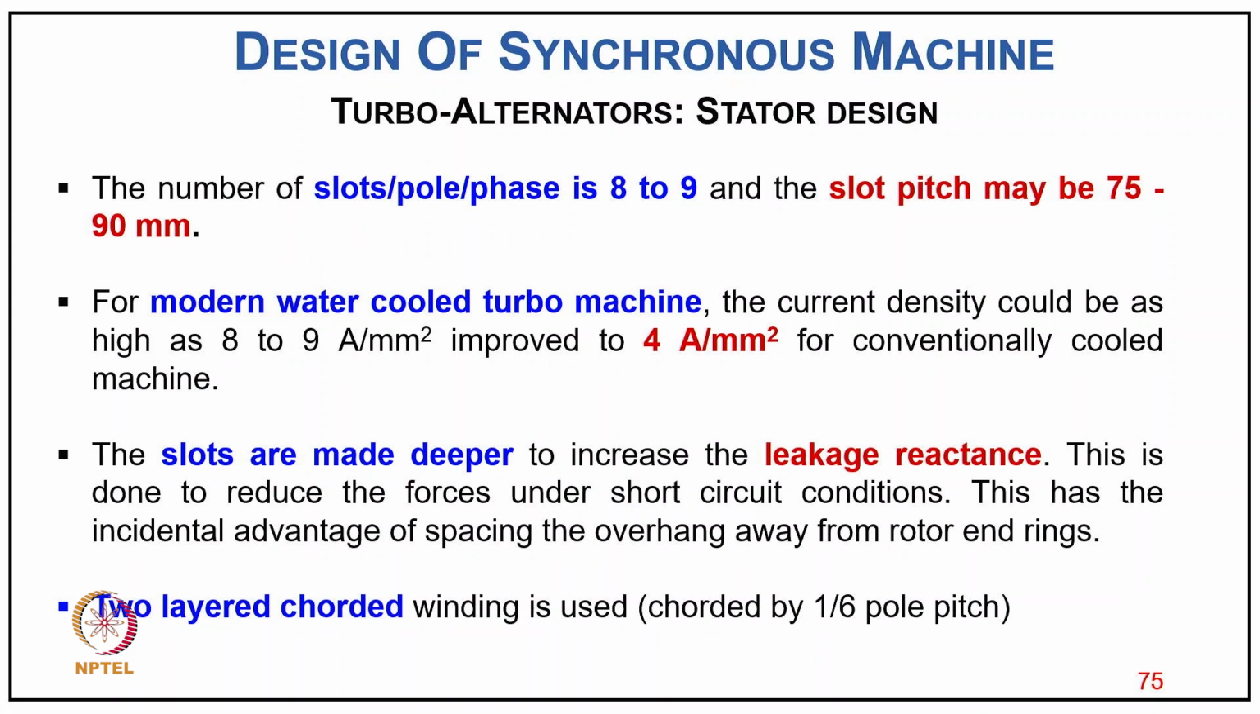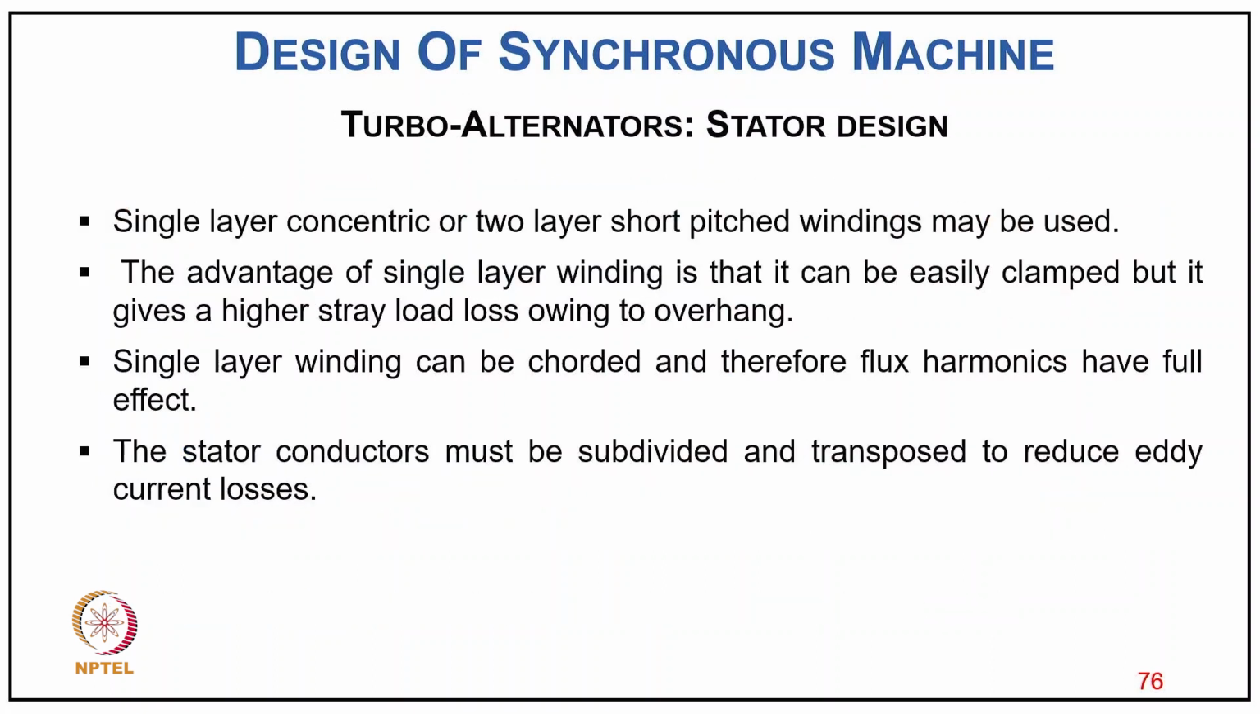The number of slots per pole per phase is 8 to 9. The slot pitch may be 75 to 90 millimeter, and for modern water cooled turbo machines the current density should be as high as 8 to 9 ampere per millimeter square, compared to 4 ampere per millimeter square for conventionally cooled machines. The slots are made deeper to increase the leakage reactance, and this is done to reduce the forces under short circuit condition. This has the incidental advantage of spacing the overhang away from the rotor and ring, and a 2 layer short pitched winding is used, short pitched by 1/6 pole width.